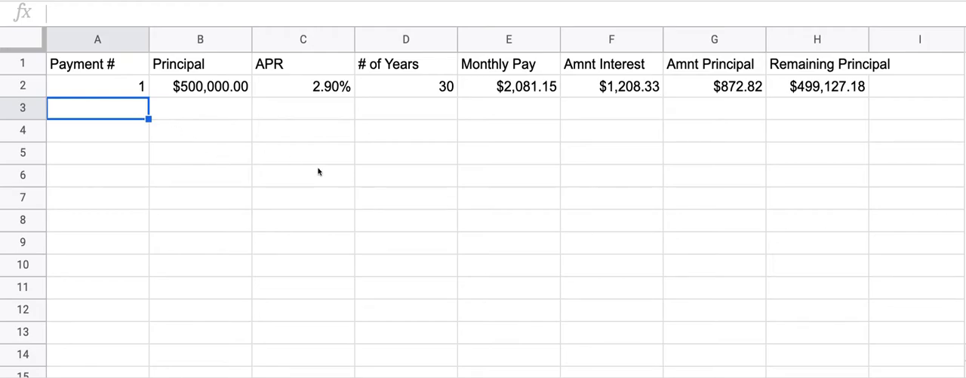Okay, so let's look at payment number 2. Everything's going to be exactly the same.